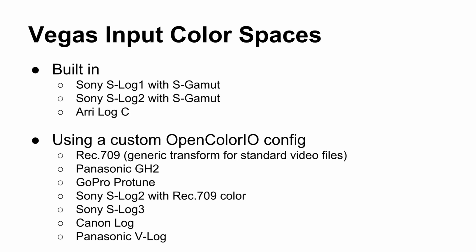Vegas has several built-in input color spaces, most importantly S-Log1 and S-Log2, which are used by a variety of Sony cameras. But if you change the OpenColorIO configuration of Sony Vegas, you can support a large number of additional camera color spaces, including a generic Rec. 709 color space, which will work with almost any video camera. I've created a custom configuration which you can download from my website.